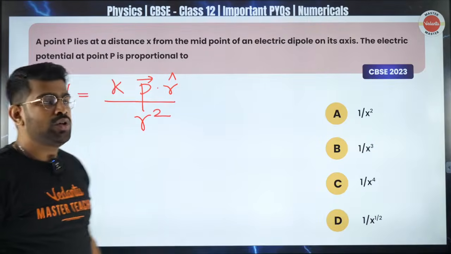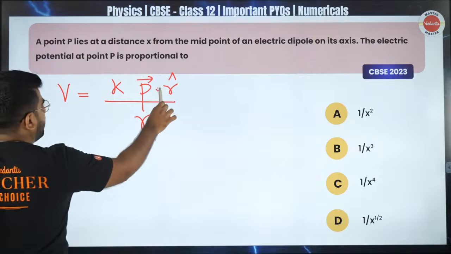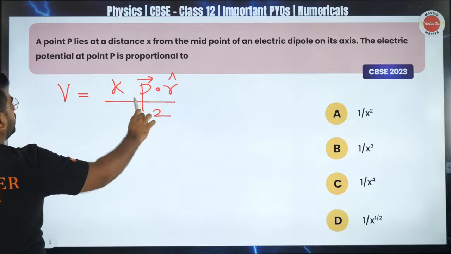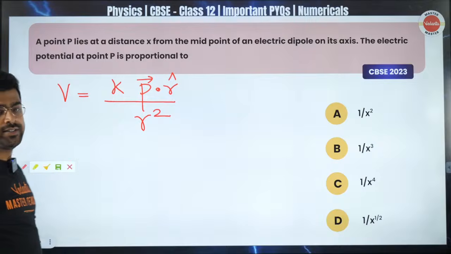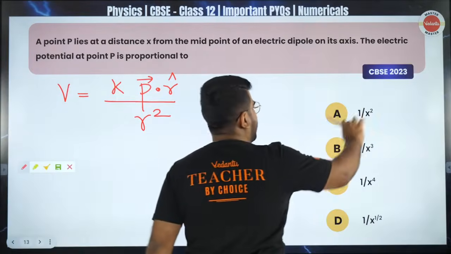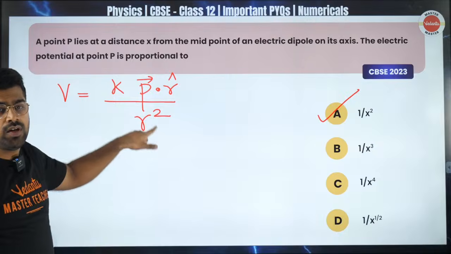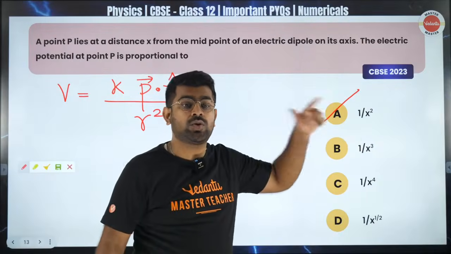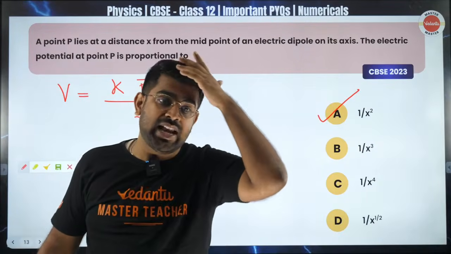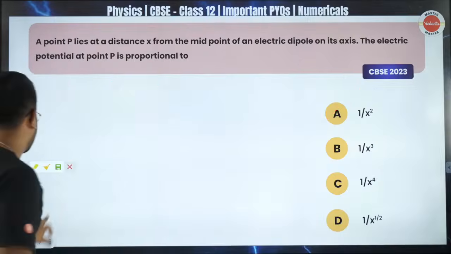Potential is a scalar, guys. That's why you have a dot product. It's not a cross product, it's a dot product, so you will get a scalar. So the answer is 1 by x square. That's the right answer because it's 1 by r square. I hope all of you are clear. Shall I move forward? Very good. Let's go.